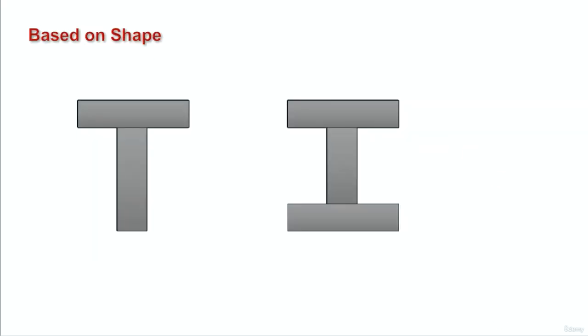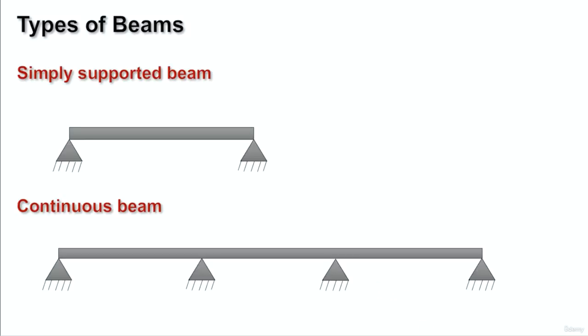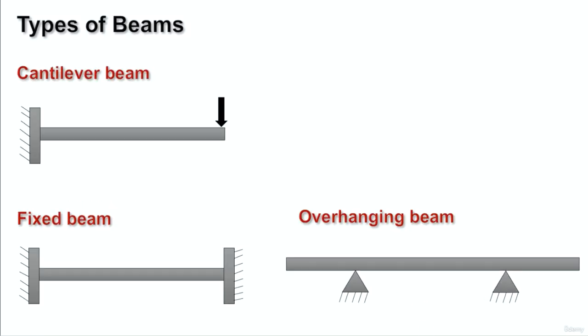Based on shape, we have T-beam and I-beam. Based on support, we have simply supported beam, continuous beam, cantilever beam, fixed beam, and overhanging beam. So these are all the types of beam.